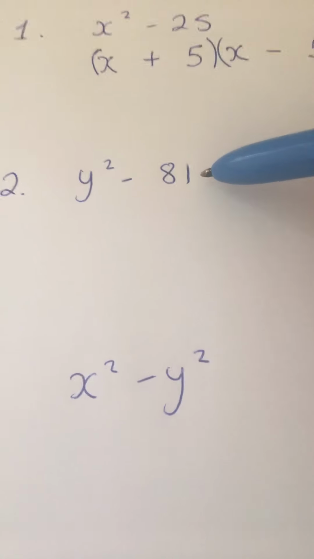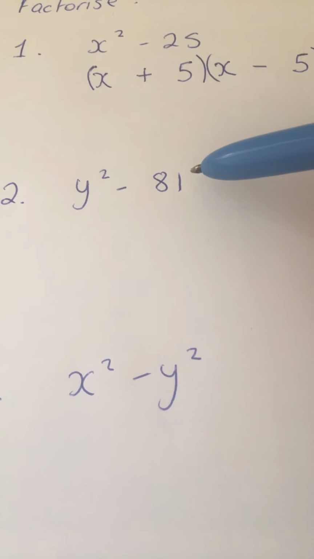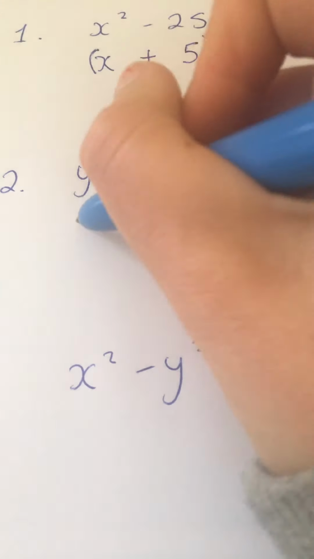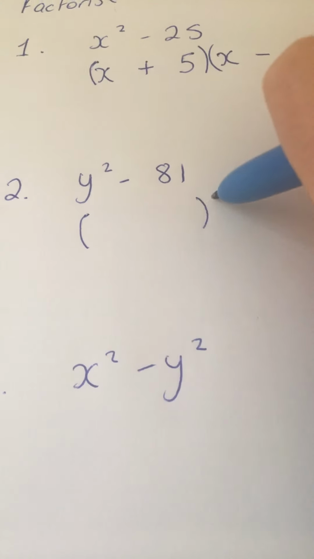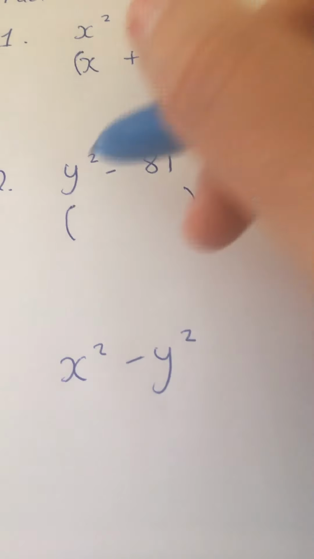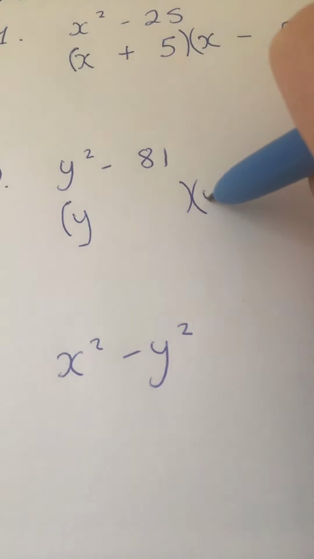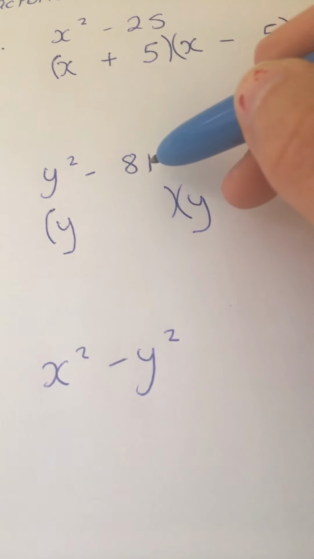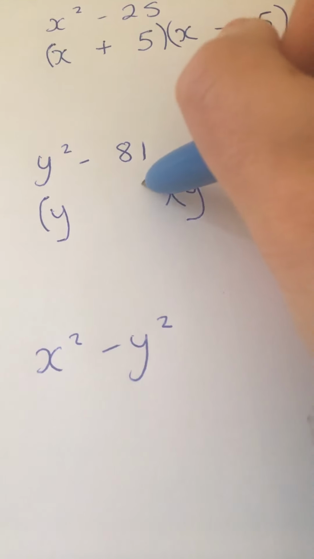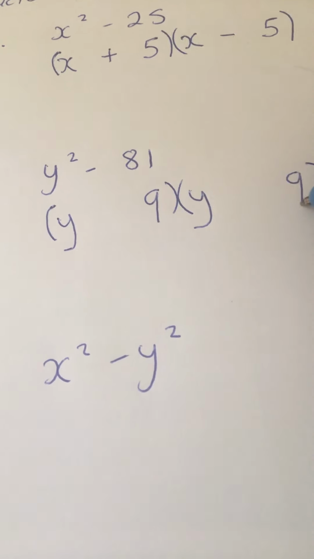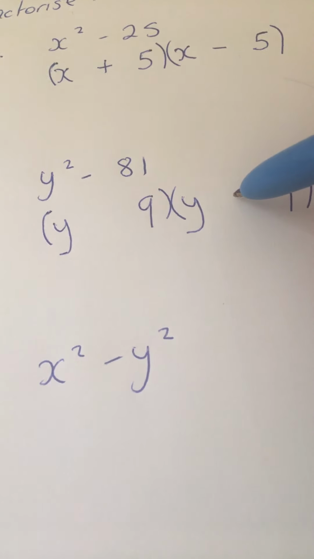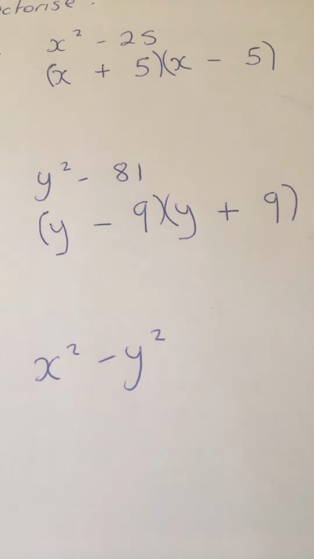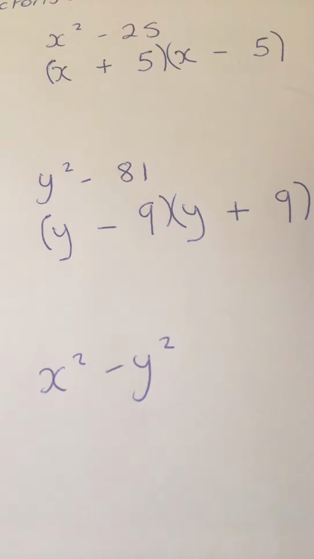If you want to pause the video and try the next one yourselves and then press play to see how it's done, pause it now. Okay, so our y and our y, because y and y would make y squared. And then the factors of 81 that are the same, 9 multiplied by 9 gives you 81. And then I'll just change it up and put my plus in here and my minus in here. And that's that one factorised.